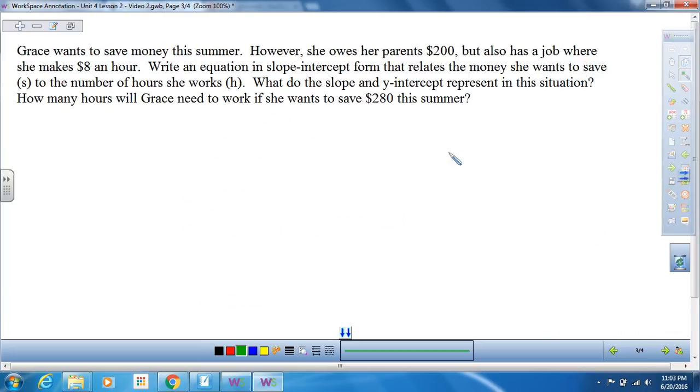Okay. So for the next question. Grace wants to save money this summer. However, she owes her parents $200, but also has a job where she makes $8 an hour. Write an equation in slope-intercept form that relates the money she wants to save to the number of hours she works. So I'm going to stop there and do that.